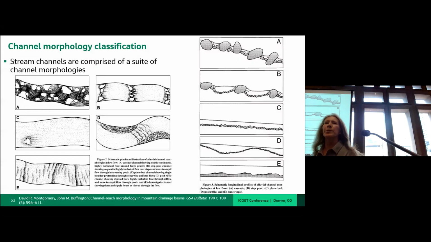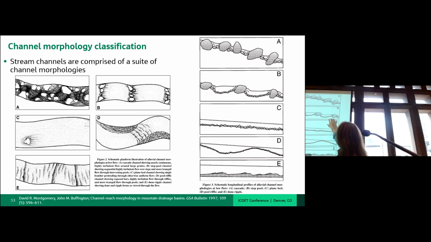So stream channels are composed of a suite of different channel types, right? Different channel morphologies. And they're juxtaposed according to physiographic effects, lithologic effects. And for the purposes of what we're doing, we're using the Montgomery-Buffington channel classification. And in that classification, there are 5 channel types: cascade, step pool, plain bed, pool ripple, and dune ripple. And they have distinct characteristics in three dimensions: their plan form, their profile, and their cross-section.